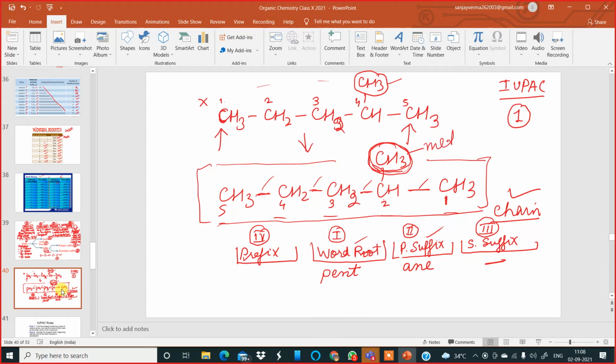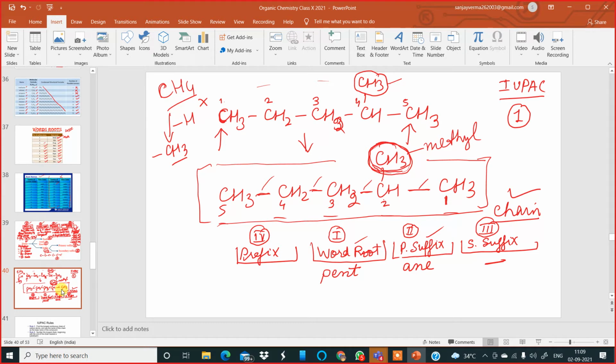The name of this group is methyl. It is not methane. Methane is CH4. From this methane, if I kick out one hydrogen atom, then we have a methyl group, CH3. So that is the methyl group.